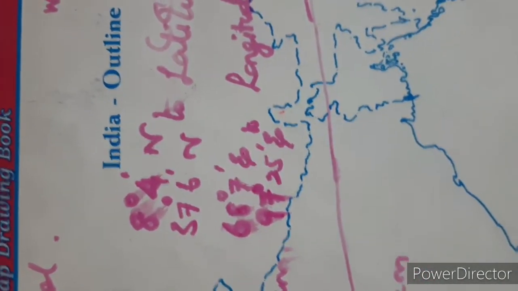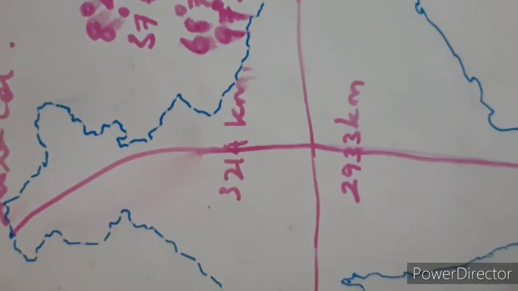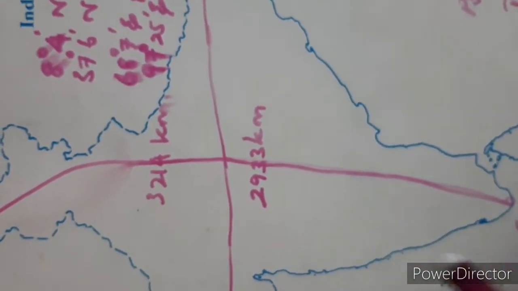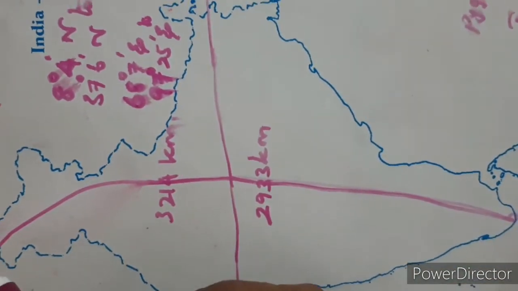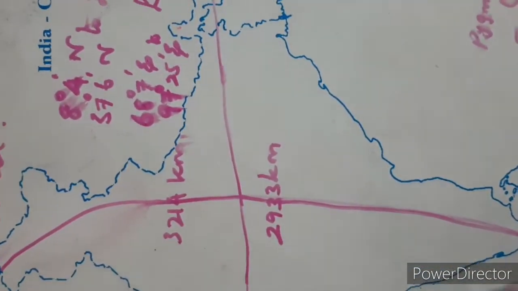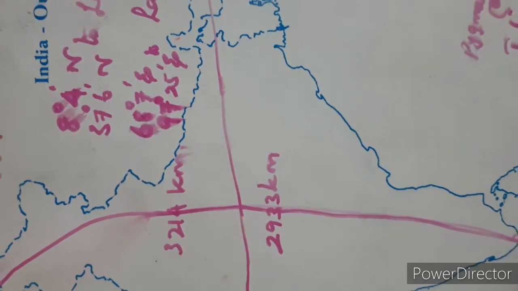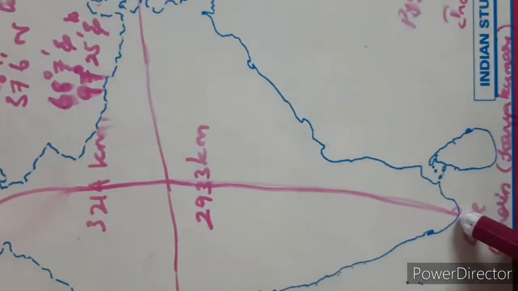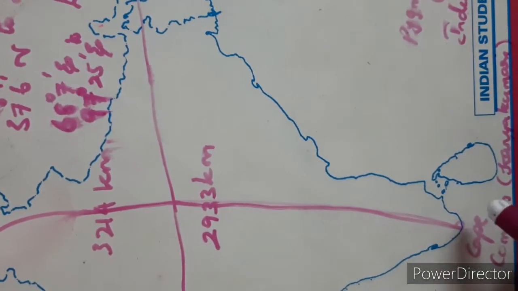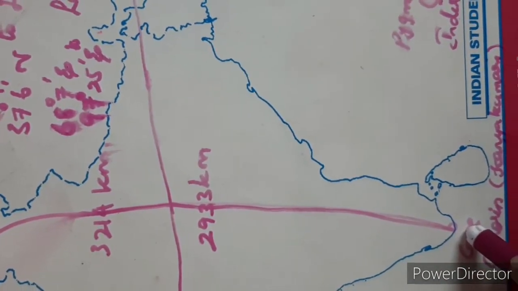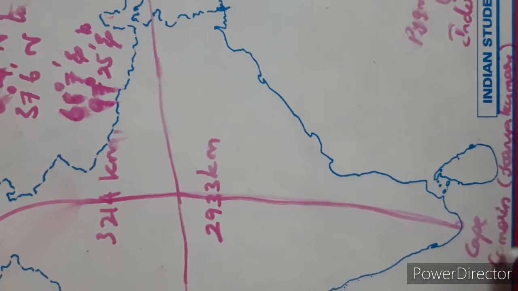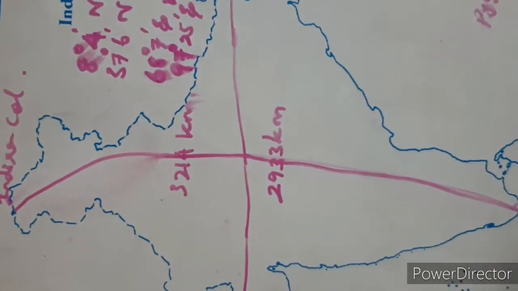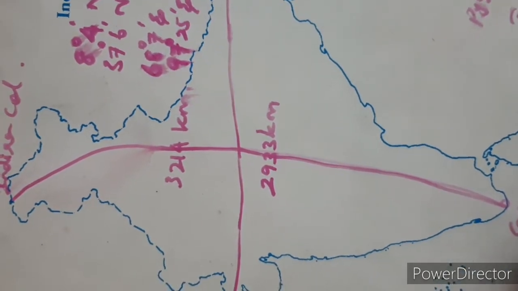Now we will see the length of India from north to south. From Indrakol in Jammu and Kashmir to Kanyakumari, which is otherwise known as Cape Comorin. That is the southern part of India, the southern tip of the Indian landmass, Cape Comorin or Kanyakumari.